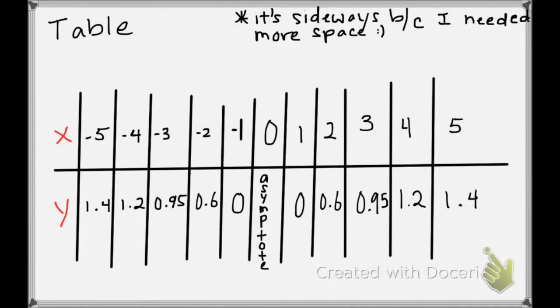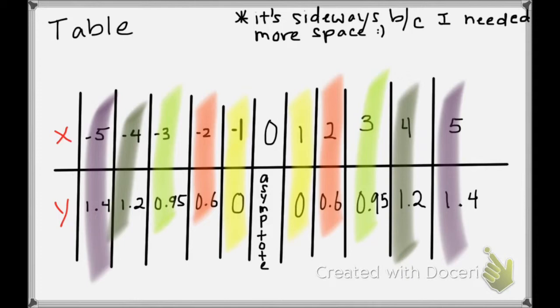Now, going back to the table, you can see that in the y column, 1 and -1 have the same outcome. Same for 2 and -2, and so on. This is because of the square in the rule.